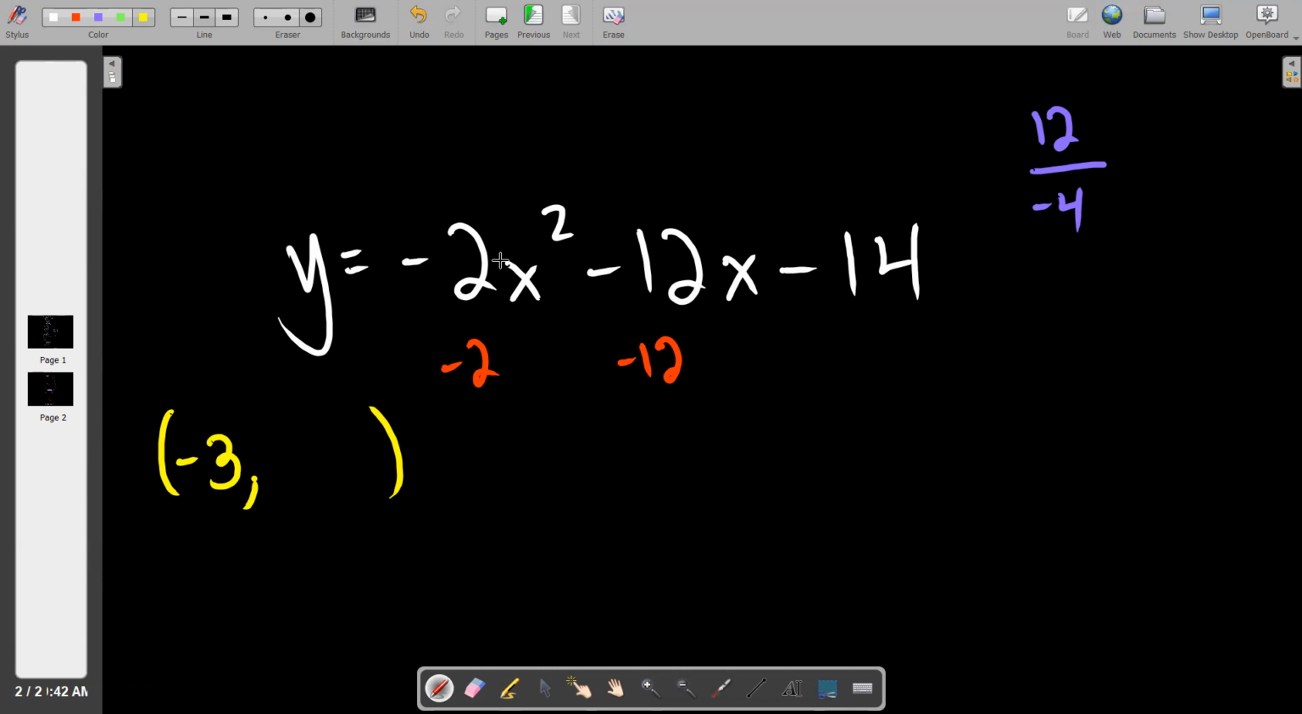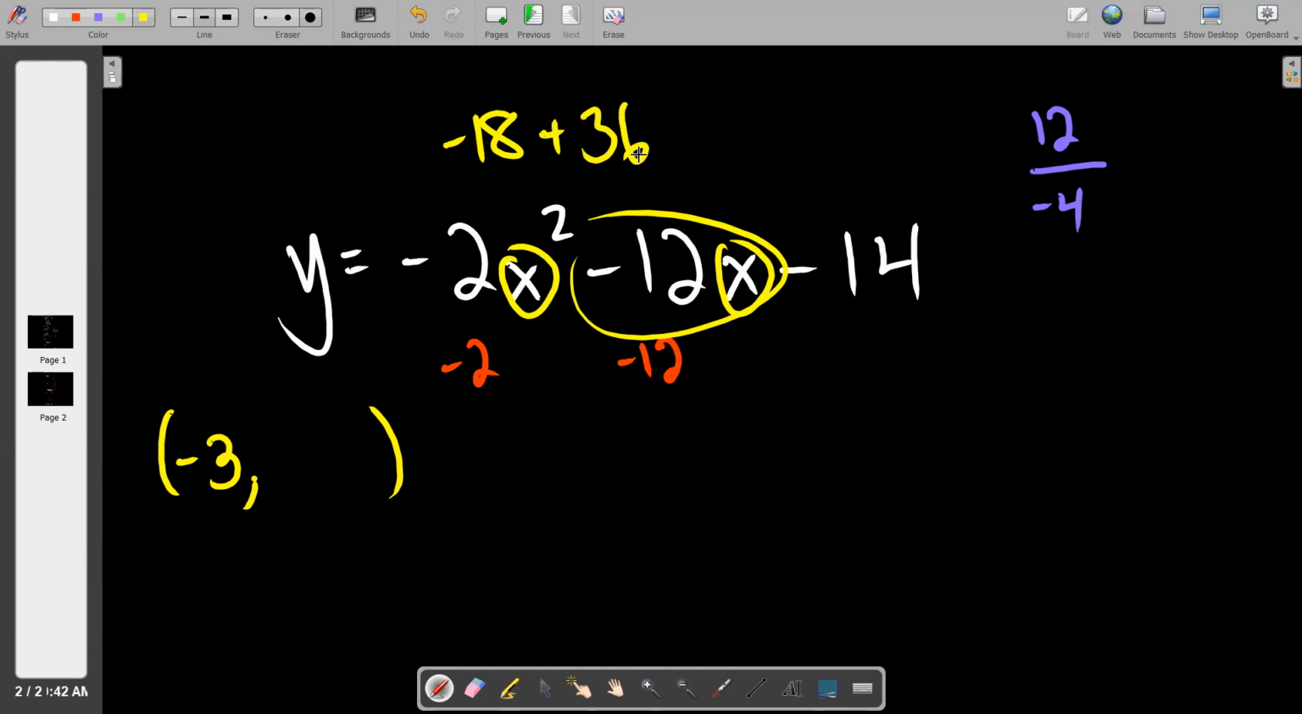So we're going to take -3 and put it in place of both of those yellow X's. And we just assume this is going to go well. What's -3 squared? 9. What's -2 times 9? -18. And then in this second portion where the big yellow oval is, what's -12 times -3? +36. What's -18 plus 36? And what's 18 minus 14? There's your vertex. All right.